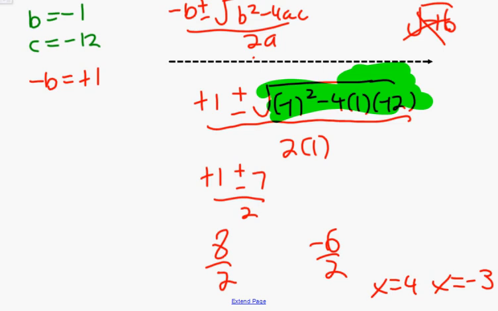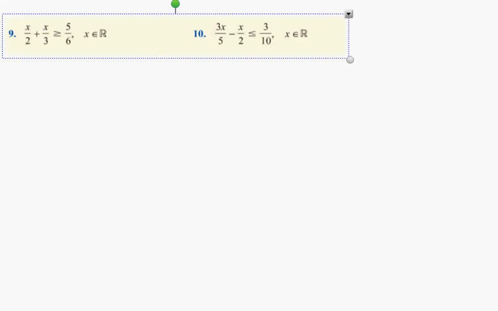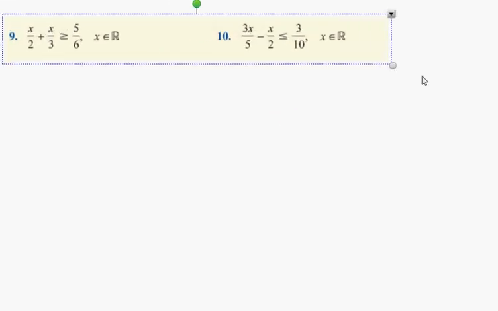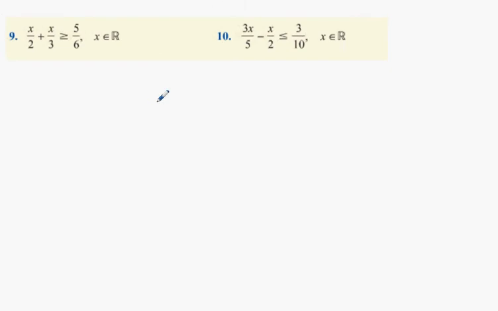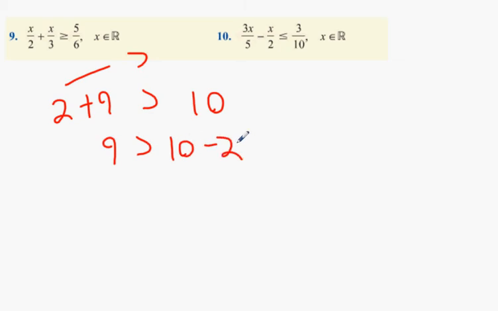Now, next type of question is the inequality. The general rules for inequality are it's the same as equals. So as an example, if I had 2 plus 9 is bigger than 10, you'd agree with that, yeah? If I move the 2 over the other side, it's going to be 9 is bigger than 10 minus 2. You'd also agree with that, wouldn't you?